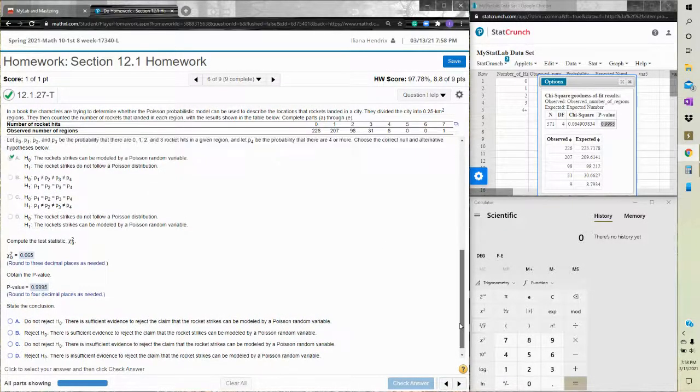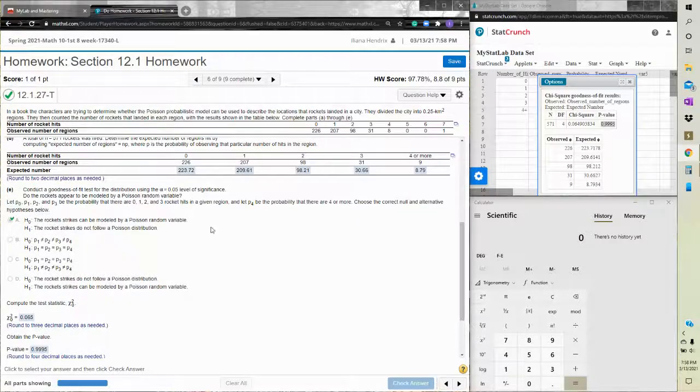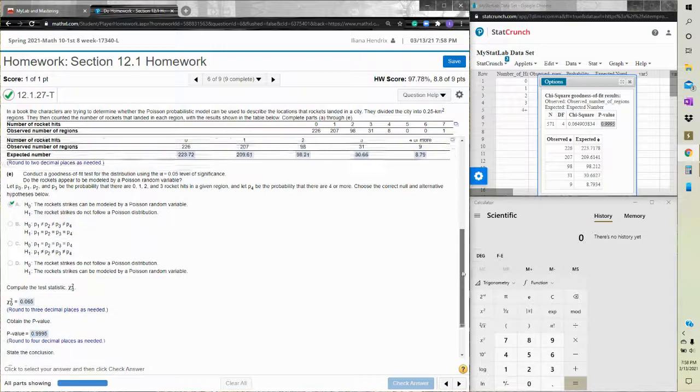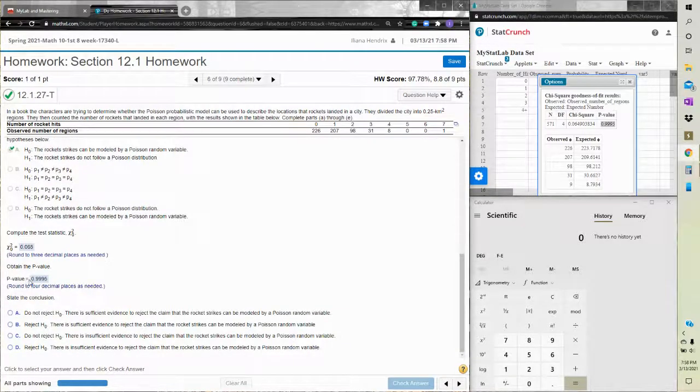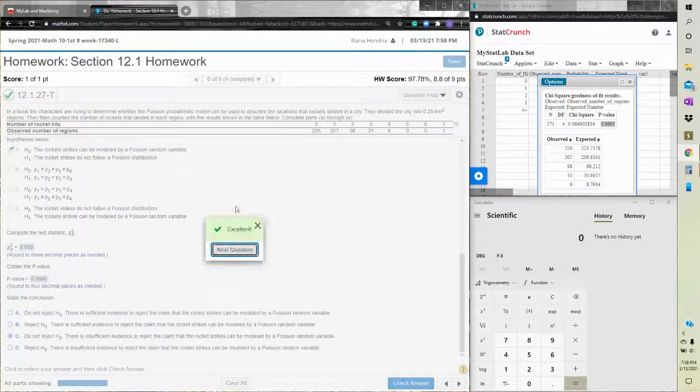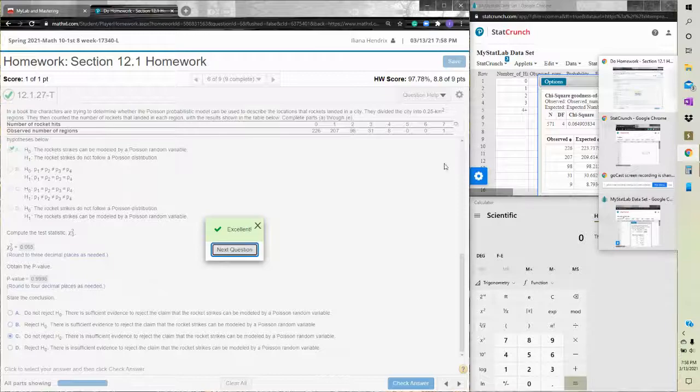Now, let's state the conclusion. Our level of significance is 0.05, and we have a p-value of greater than that, so we do not reject the null hypothesis because there is insufficient evidence to claim that it can be used. Excellent. Awesome. Hopefully this has helped you out a little bit because it took me forever, over an hour, to figure it out.